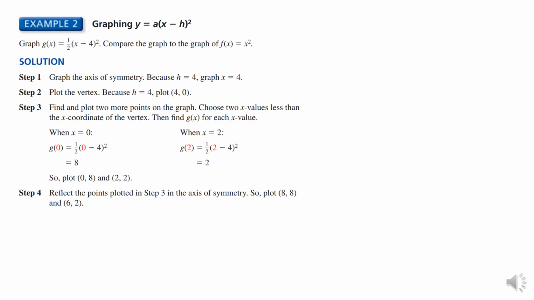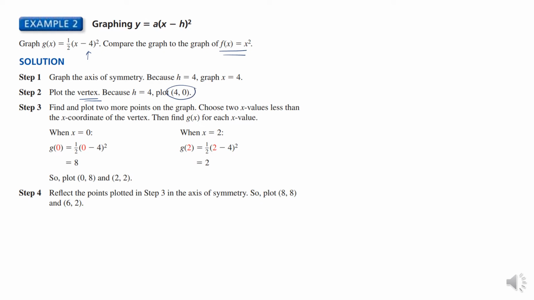Okay, so now we're going to graph this one and we're going to compare it to the basic graph. So we've learned a lot of things about that, but first thing we're going to do is learn to graph using this. So we can plot the vertex right away. We can see that h is 4 and the k is 0, so here is our vertex.